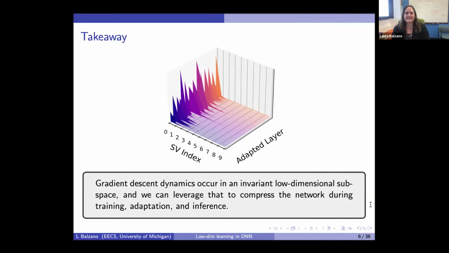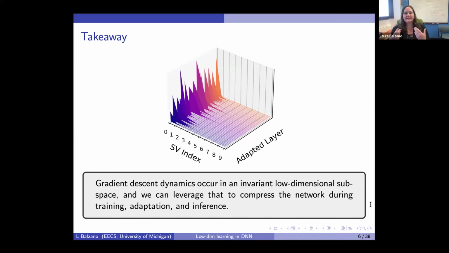Okay, so the key takeaway that I'm going to share in the talk today is that when training a deep network, the dynamics of gradient descent typically occur in a low-dimensional subspace. And even in many settings, one that's invariant over the entire course of training. So we want to leverage that to compress the network during training, adaptation, and inference.